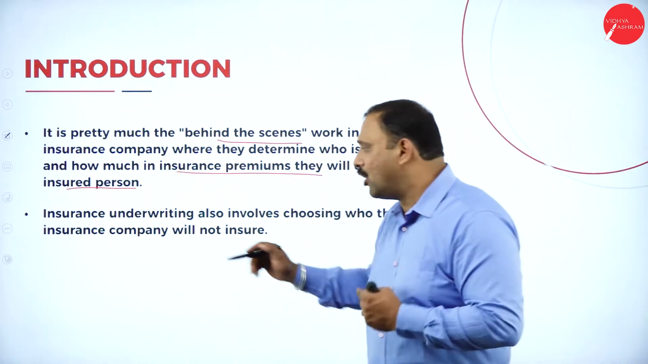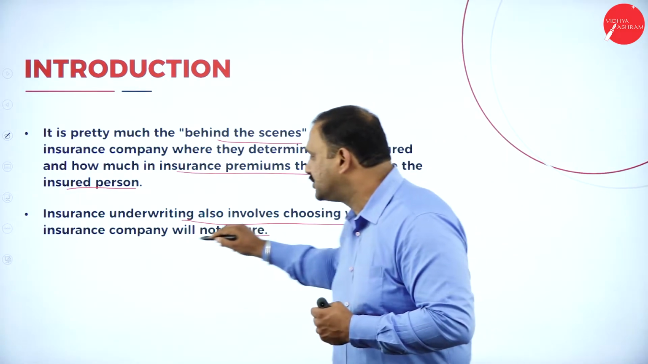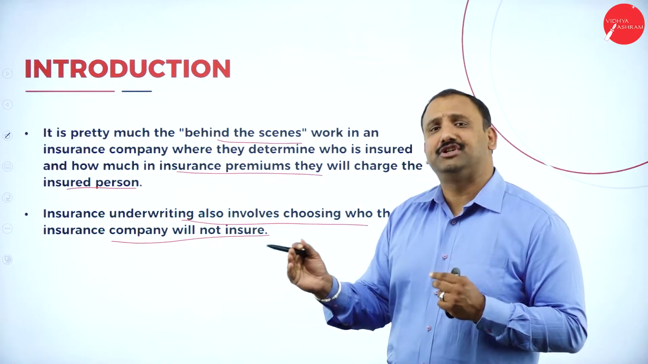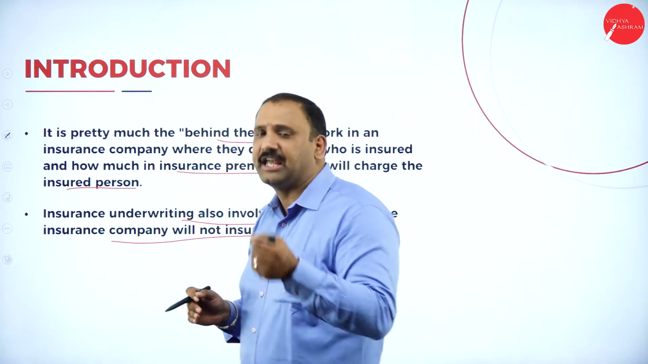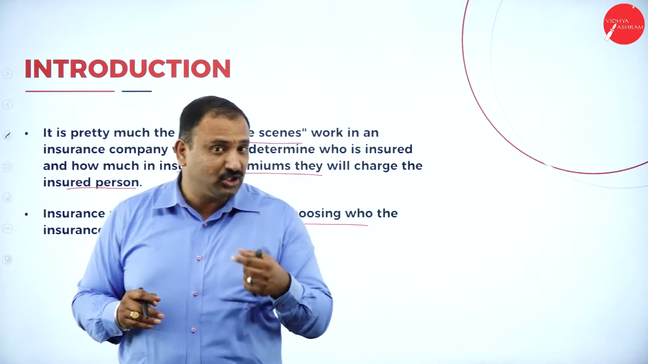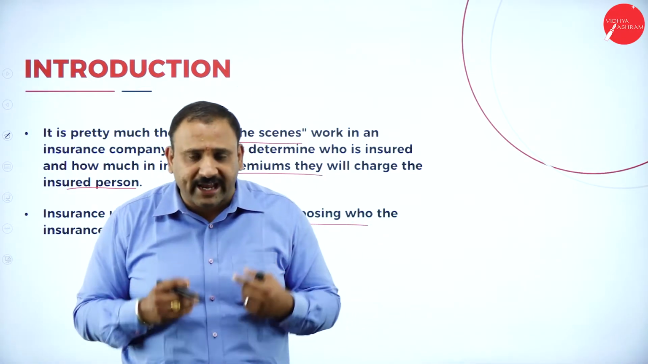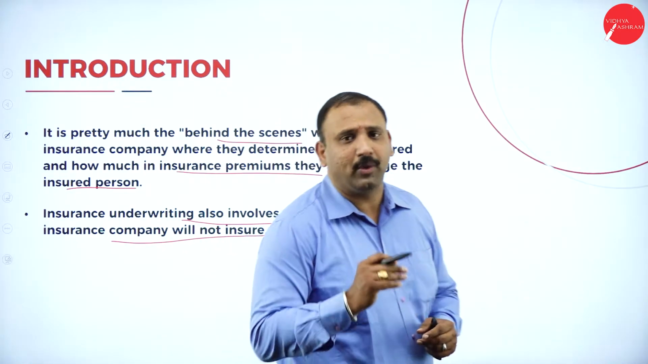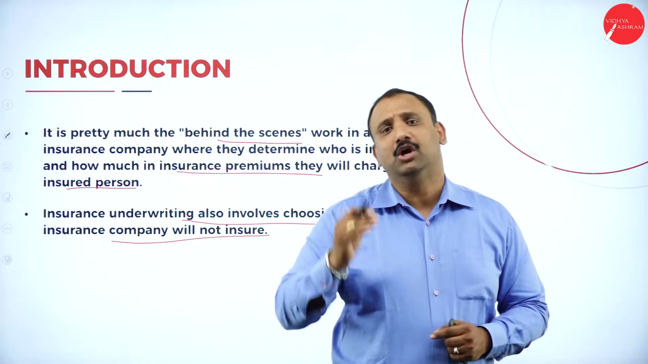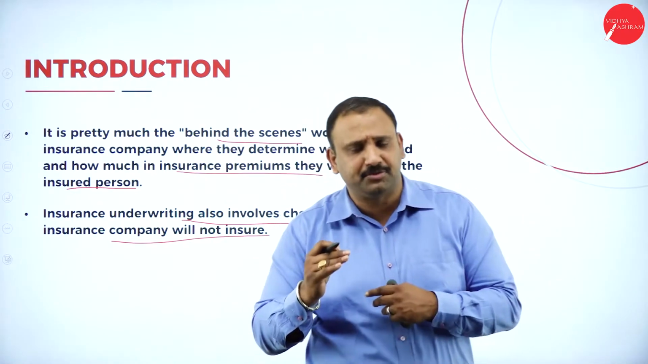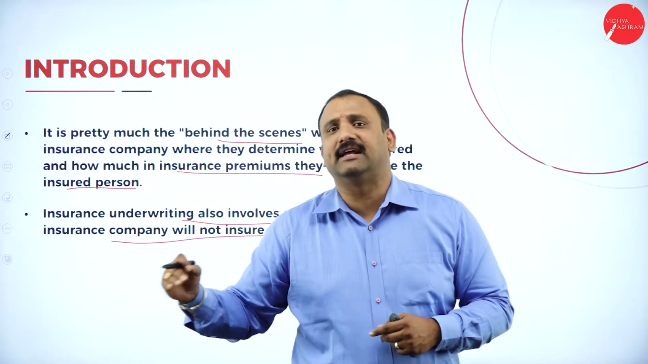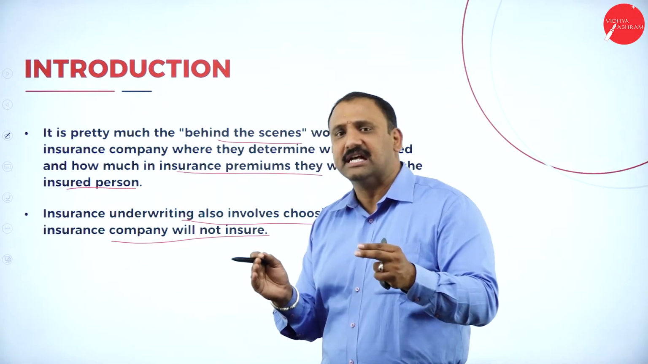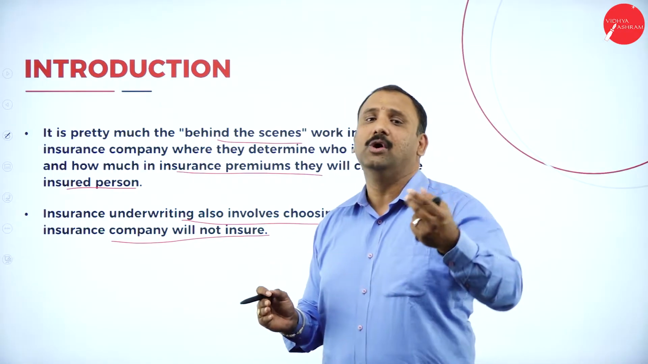Now, underwriting also involves choosing whom the insurance company will not insure. Suppose the insurance company feels that this is too risky for us to take under insurance coverage, then I will not go ahead with insurance. Why? Because even the insurance company will keep a margin for themselves, a benchmark, a line, saying that these are the factors which are well under the risk and these are certain factors which are above the stated risk.